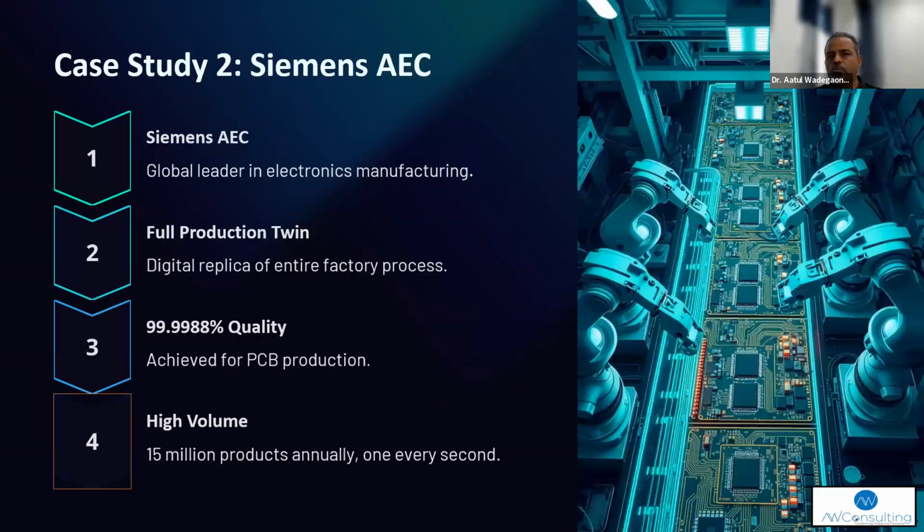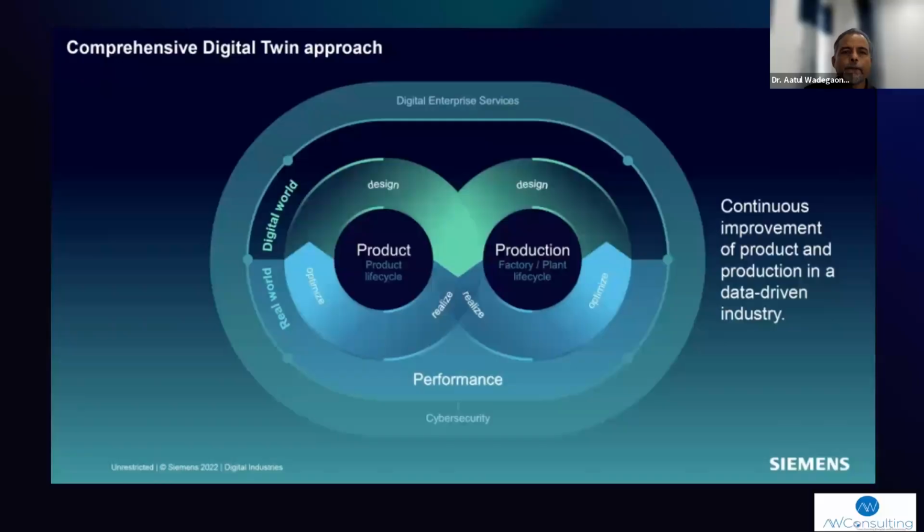The second case study is of Siemens, microprocessor unit or PCB unit. So you all know that Siemens is one of the global leaders in electronics manufacturing. They created a digital replica of the entire factory process, and the quality that they have achieved is 99.9988%, and the volume is 15 million products annually. Every second, one PCB is created.